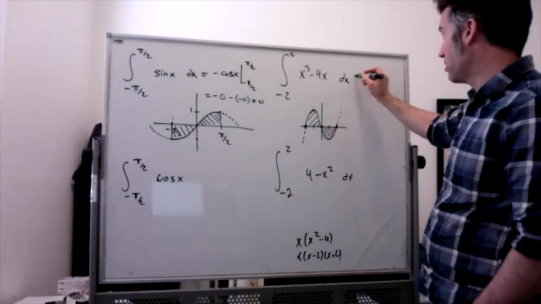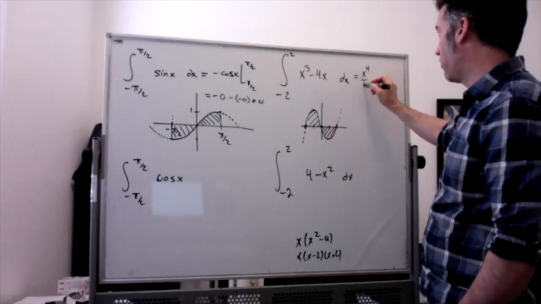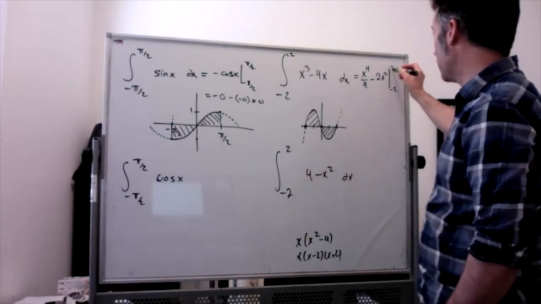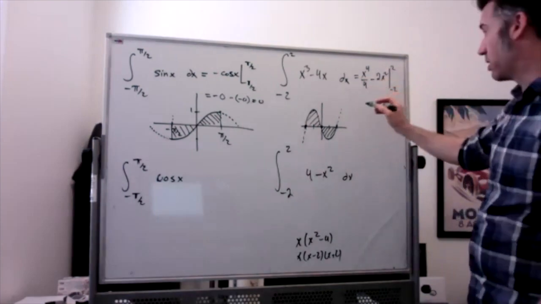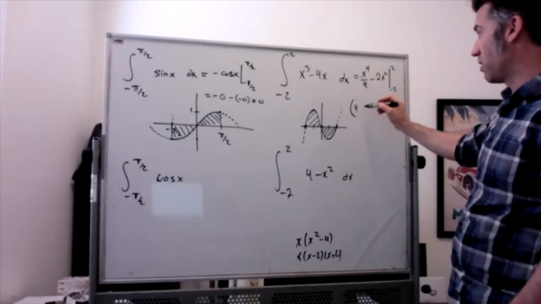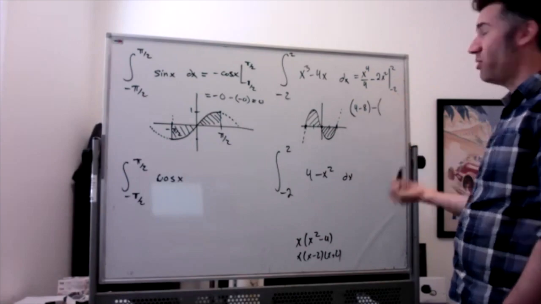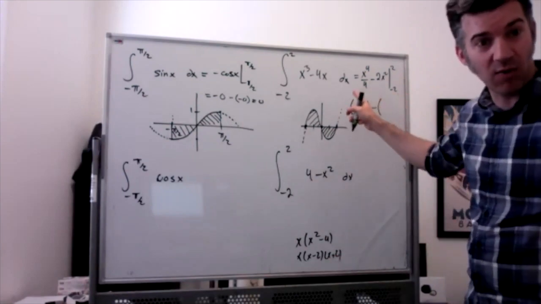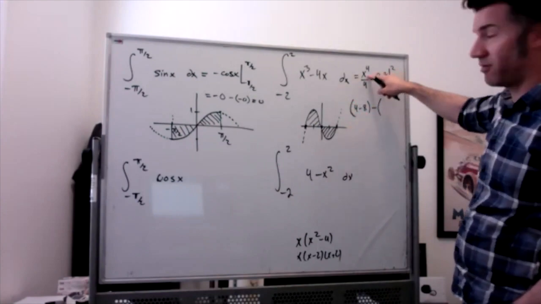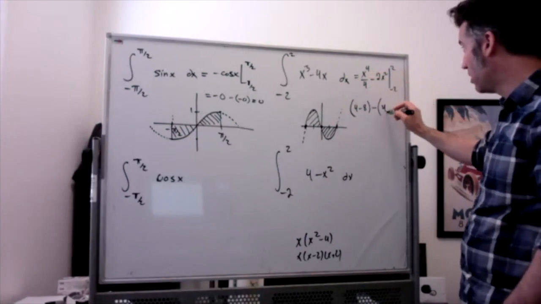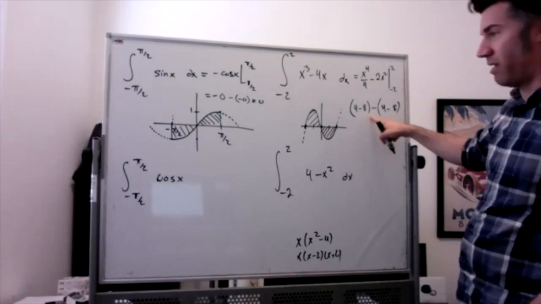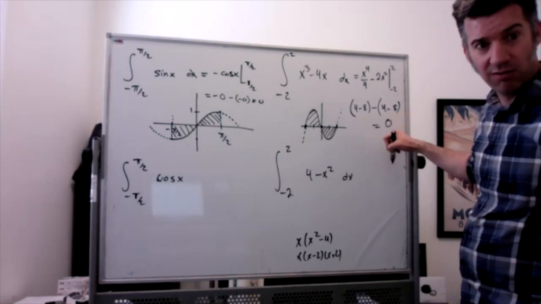And if you do the integral here, you get x to the 4th over 4 minus 4x squared over 2, which is 2x squared, from negative 2 to 2. And here's what's going to happen. When you plug in 2, you get 2 to the 4th is 16, over 4 is 4, minus 2 times 2 squared, which is minus 8. But then when you plug in negative 2, since all the powers here are even powers, you're going to get the same thing whether you plug in a positive or negative. So negative 2 to the 4th is 16 divided by 4, which is 4, and then minus 2 times negative 2 squared, which is 2 times 4, which is minus 8. But this is negative 4 minus negative 4, which is 0.